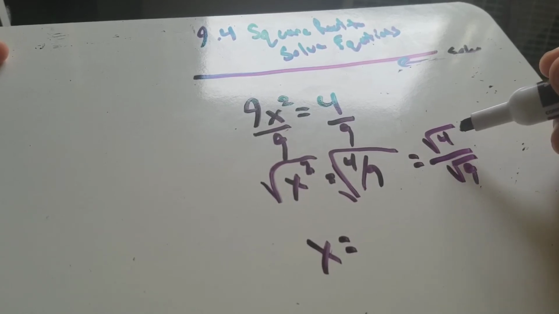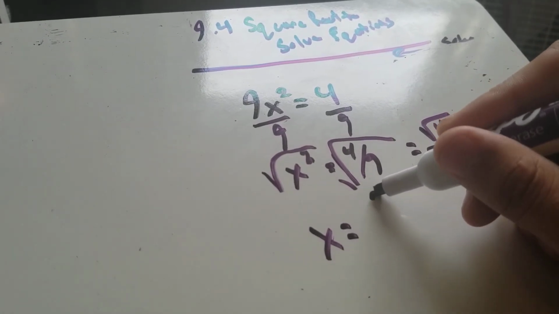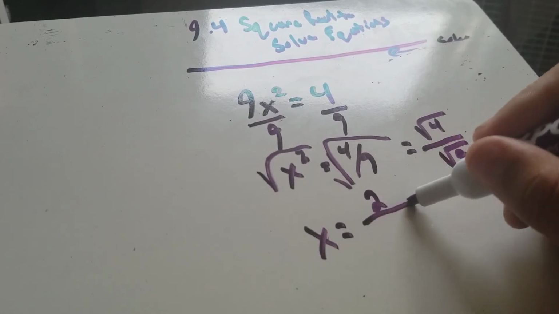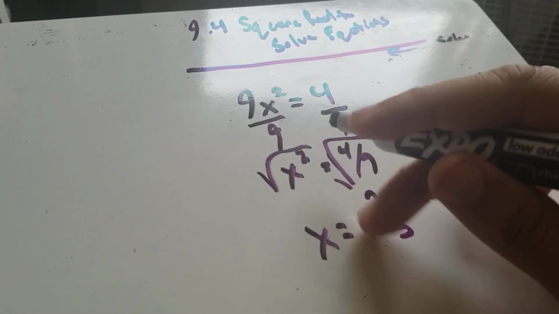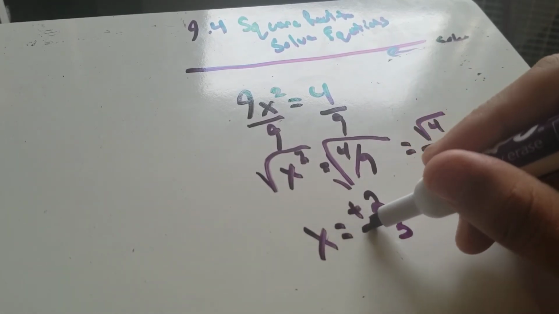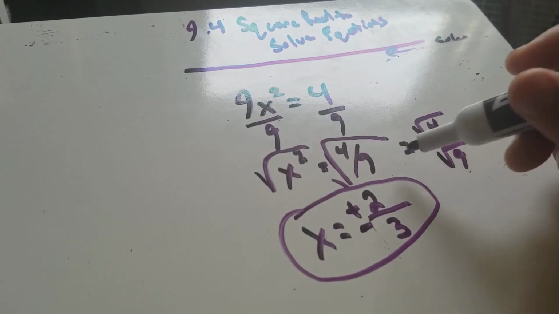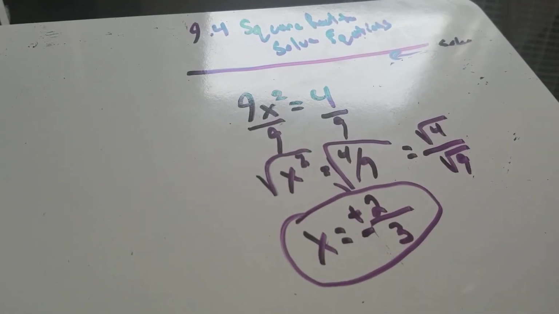So two numbers that are the same, that multiply to 4, that is 2. And then two numbers that are the same that multiply to 9, that's 3. Remember though, since it was a positive number, it's going to be both the positive and negative version. Negative 2 over 3 times negative 2 over 3 would get you a positive 4 over 9. Okay, so that's that one.